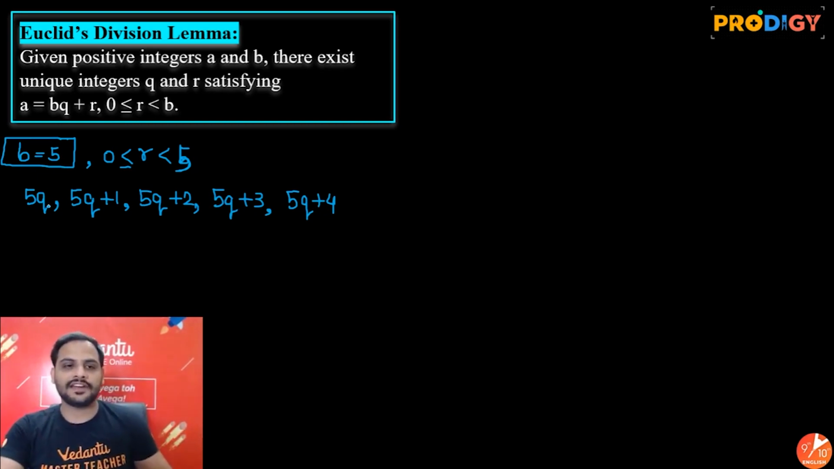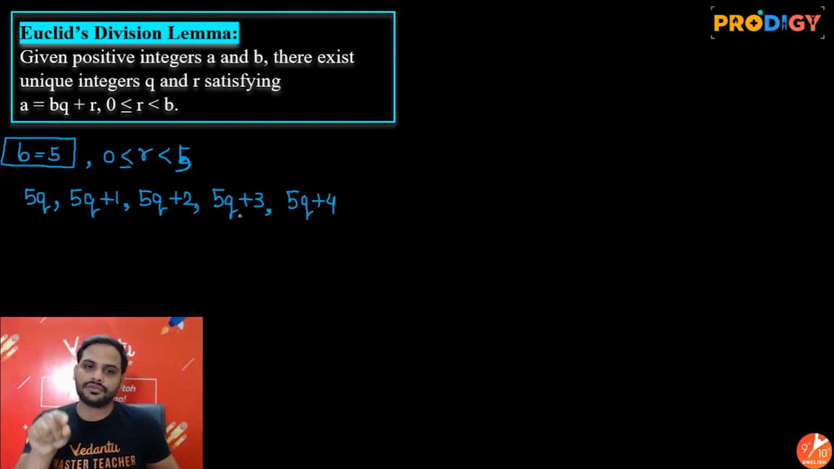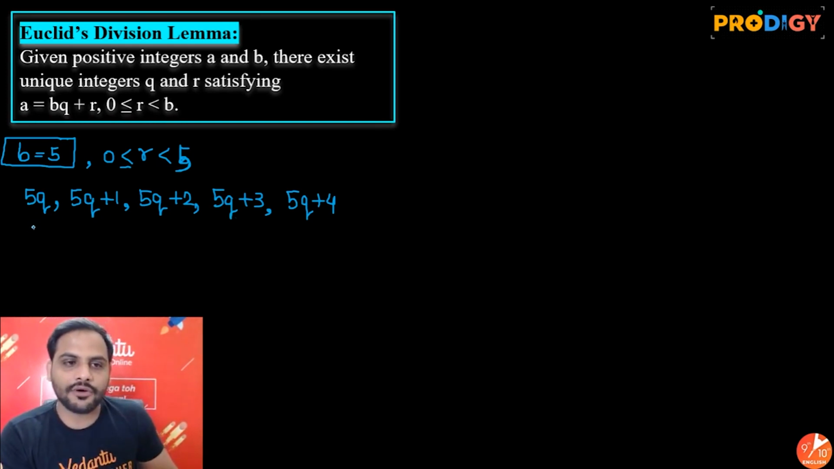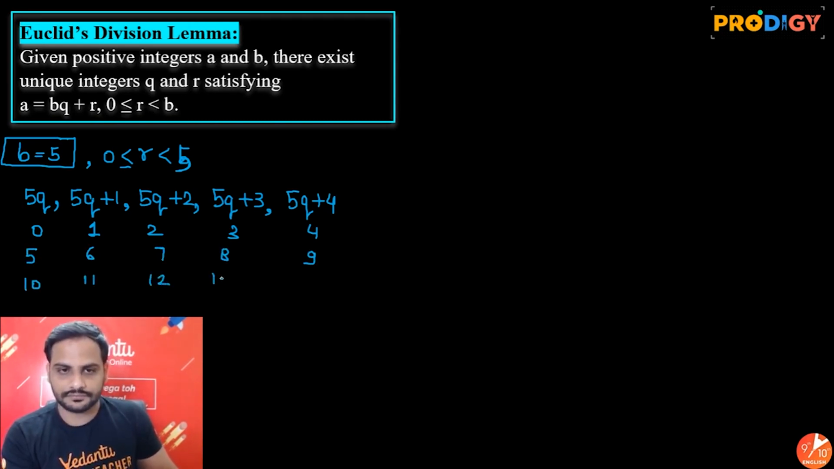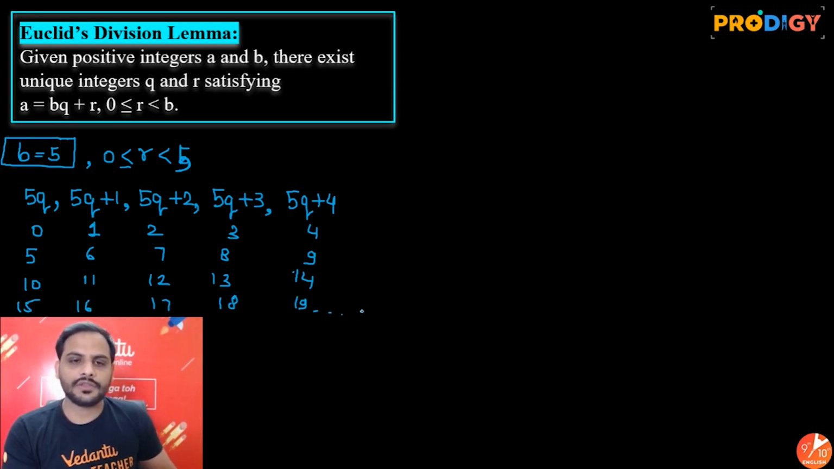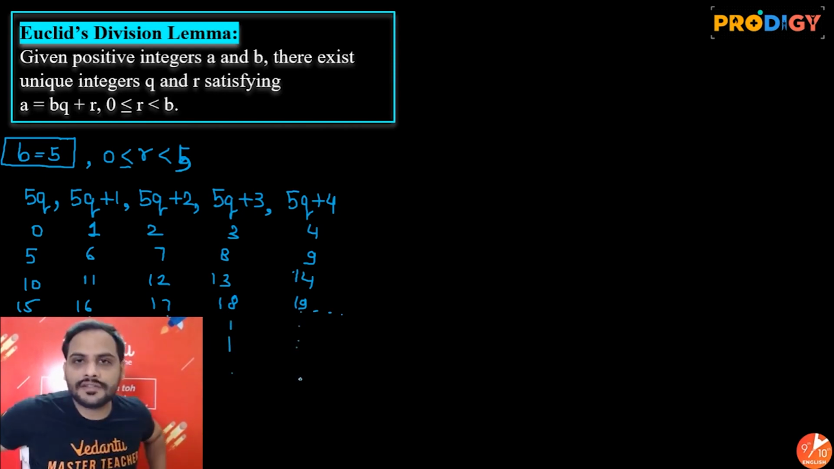And suppose I will start with 0, 1, 2, 3, 4. You see the category. See, 0 falls under this category. 5 into 0 is 0. 5 into 0 plus 1, 2, 3, 4. Again 5 ones are 5, plus 1 is 6, 7, 8, 9. 5 twos are 10, plus 1, plus 2, 14. Again go here 15, 16, 17. You can see now. You got my point. So it will be continued over here everywhere. Alright, so all the natural numbers now can be represented in this form.